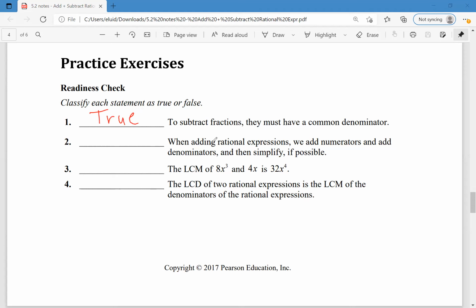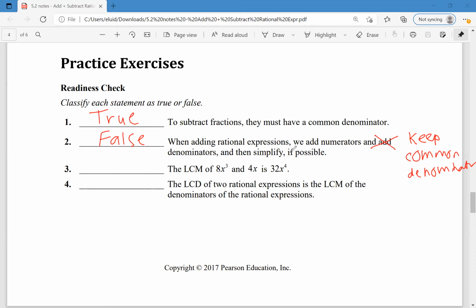Okay, number 2, when adding rational expressions, we add numerators and add denominators and then simplify if possible. No. So we do add numerators only if there's a common denominator. Once we have the common denominator, we keep it. So I'm going to say we keep the common denominator. We don't add those. Keep the common denominator. But to answer the question, false. So when adding rational expressions, we do add numerators and we keep the common denominators and simplify if possible.